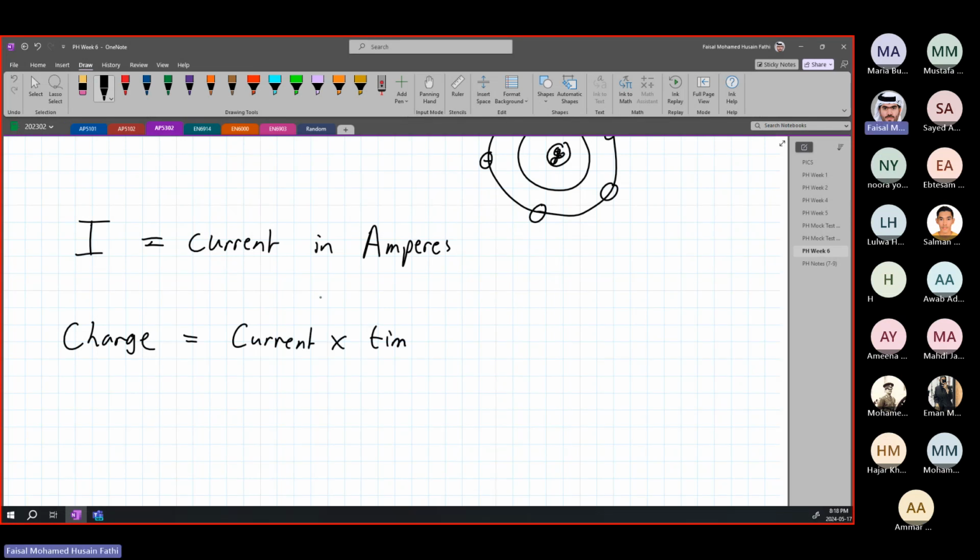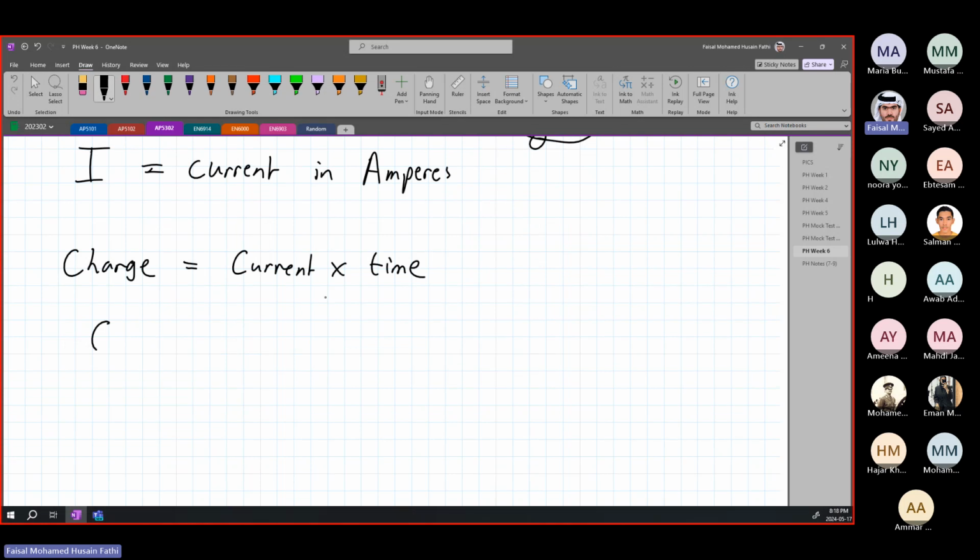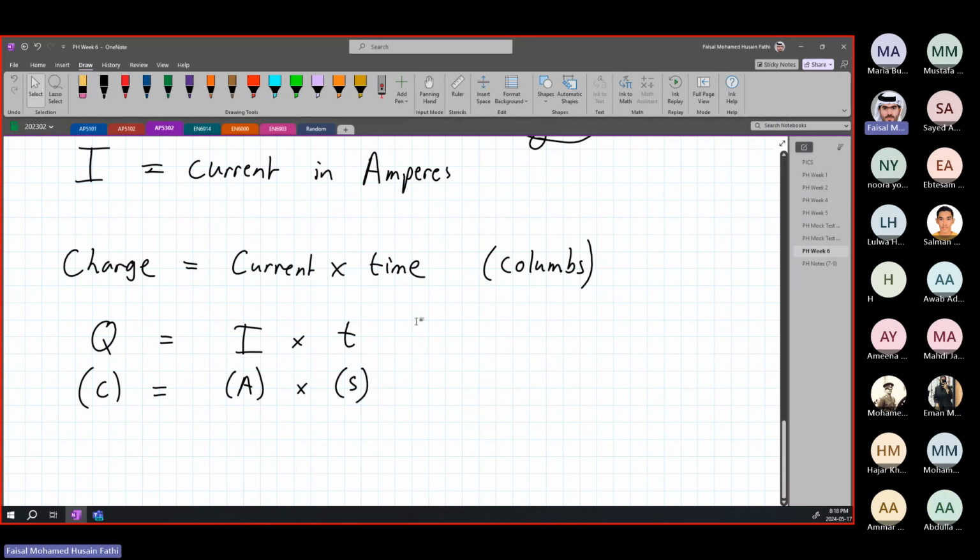In other words, this is usually given as Q, which is equal to I times T. Q, the unit for charge, is coulombs, C. It's equal to the current, which is in amperes, times the time, which is in seconds. Remember, the units have to be in amperes and in seconds to use this equation properly. This is simply an equation you're going to be applying.